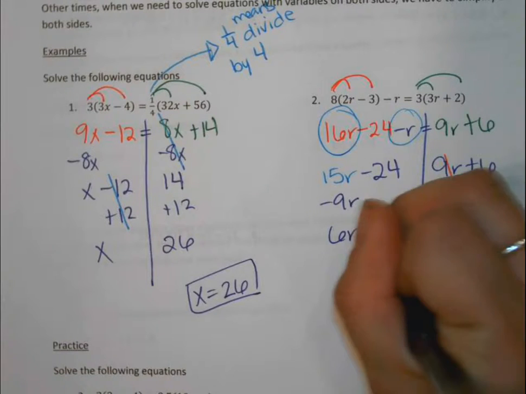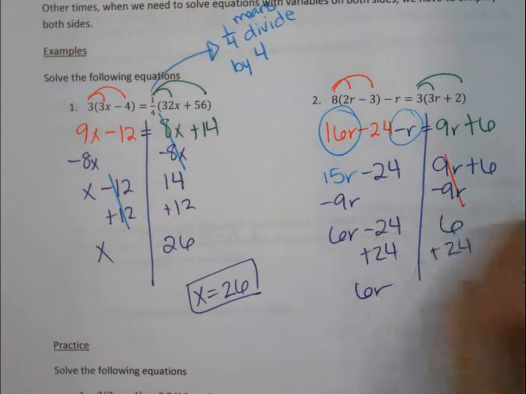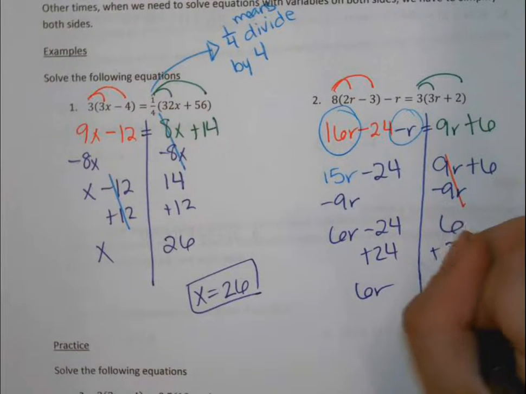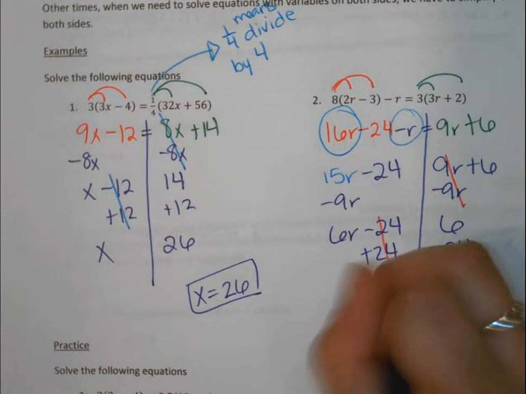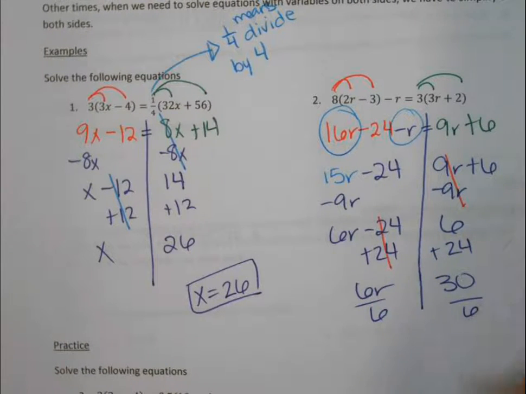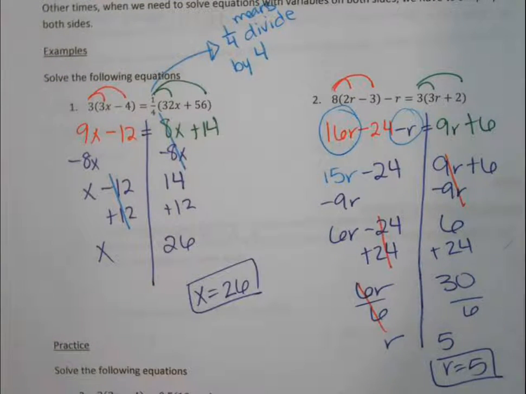And I'm going to go ahead and add 24 to both sides. I have 6r on the left. 6 plus 24 is 30. Then I'm going to divide by 6 on both the left and right. On the left side, the 6s cancel out. I have r. On the right side, I have 30 divided by 6, which gives me 5. So my answer here is r equals 5.